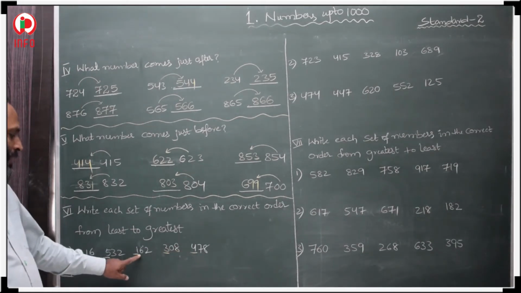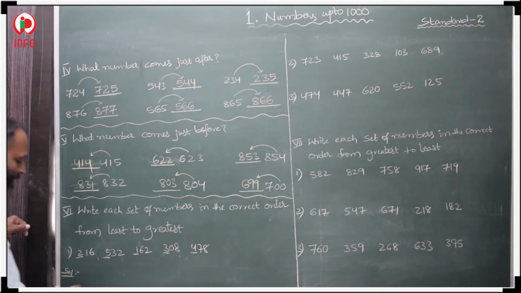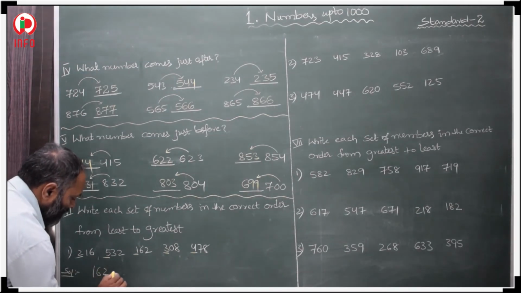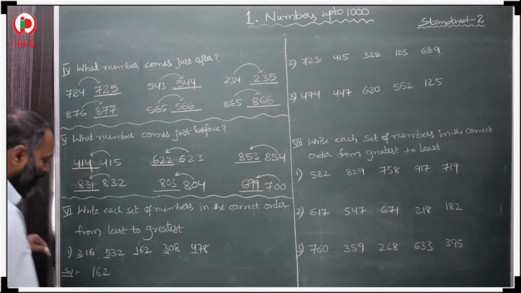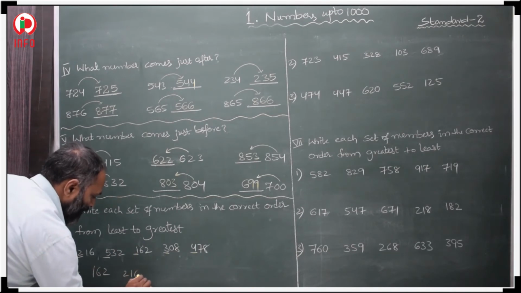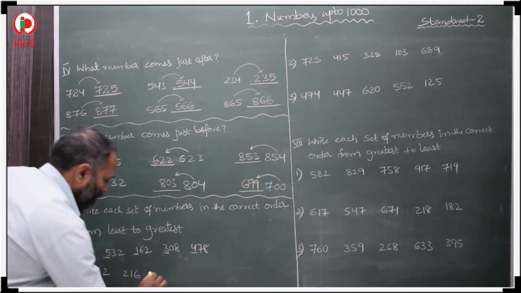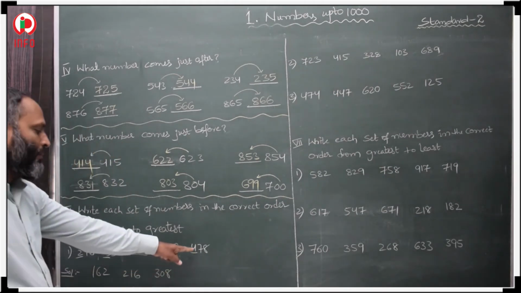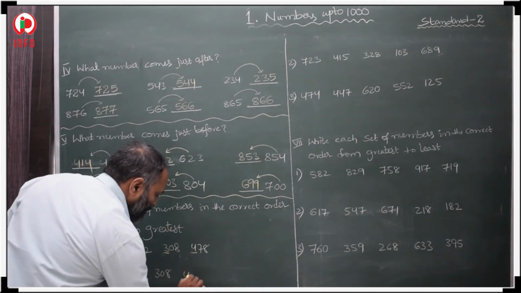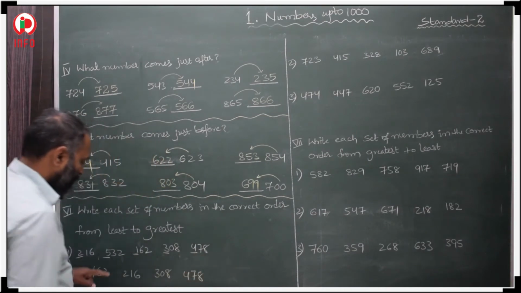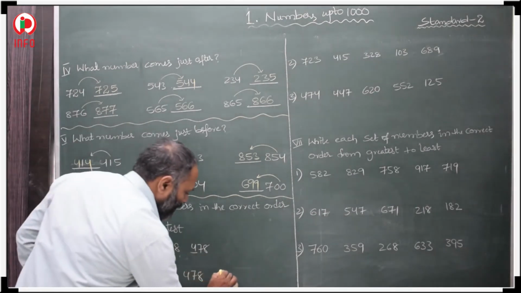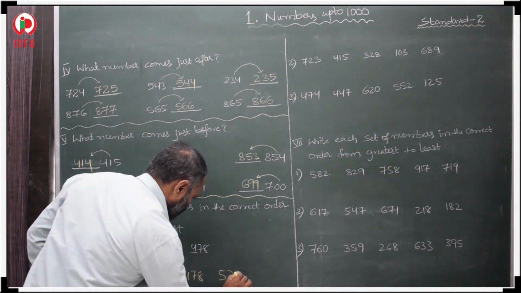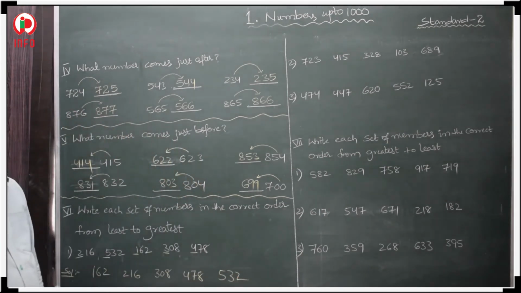It means 1 is the least one. 162 will come first. Then after that 2, 216 will come next. After 2, 3 will come, 308. Then after that 4 will come, 478. Then after that 5, 532. In this way we have to decide.